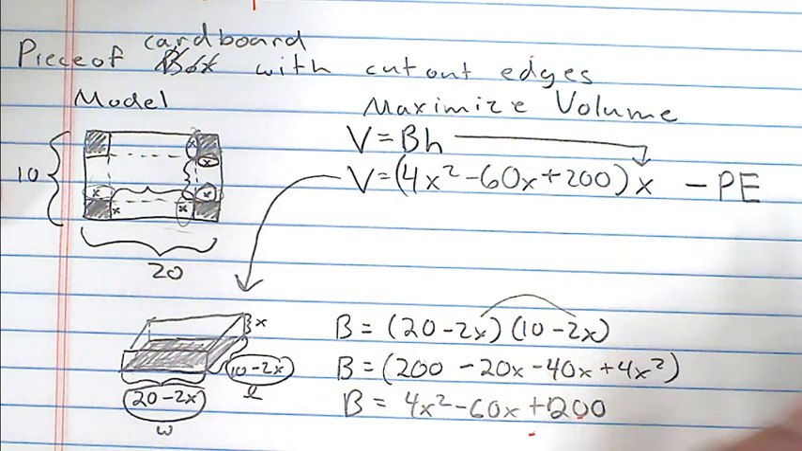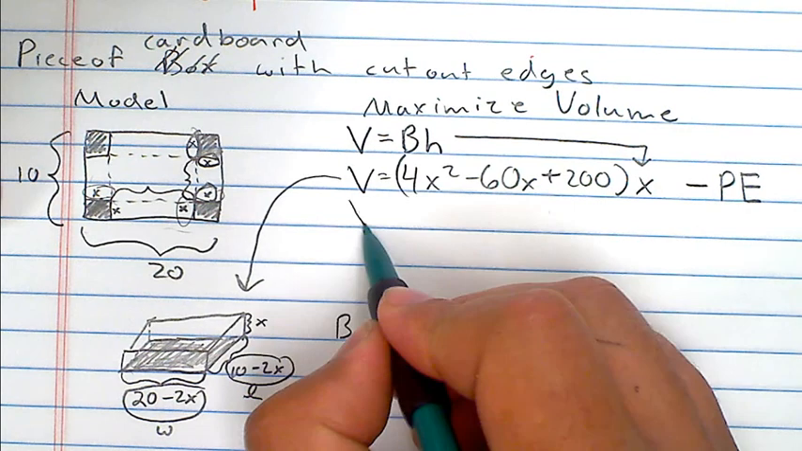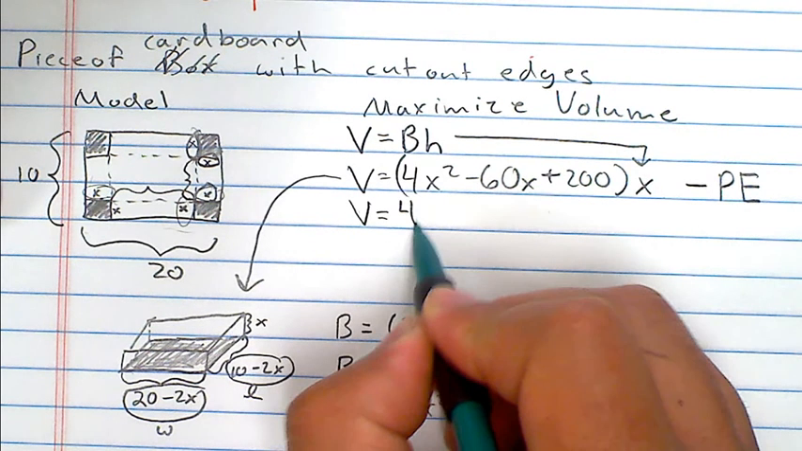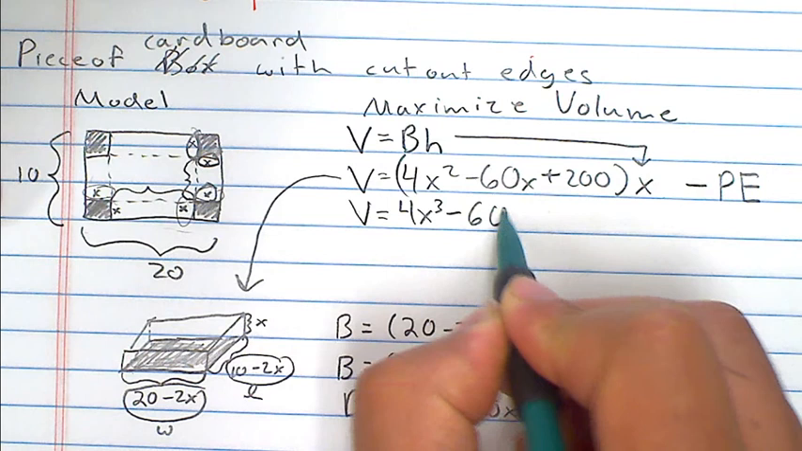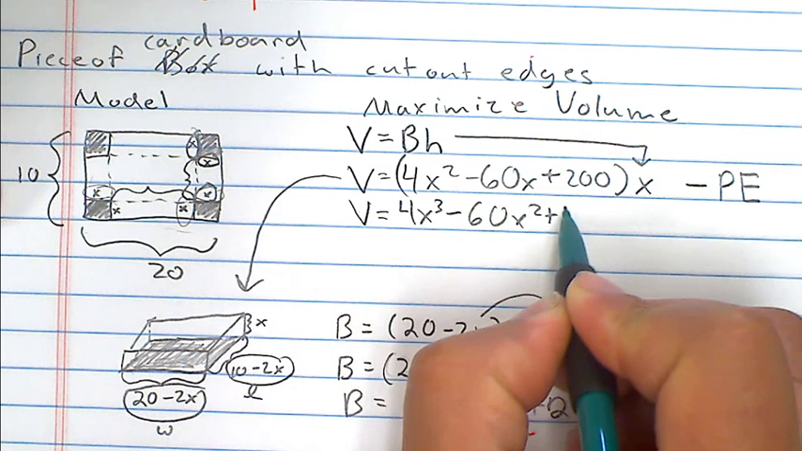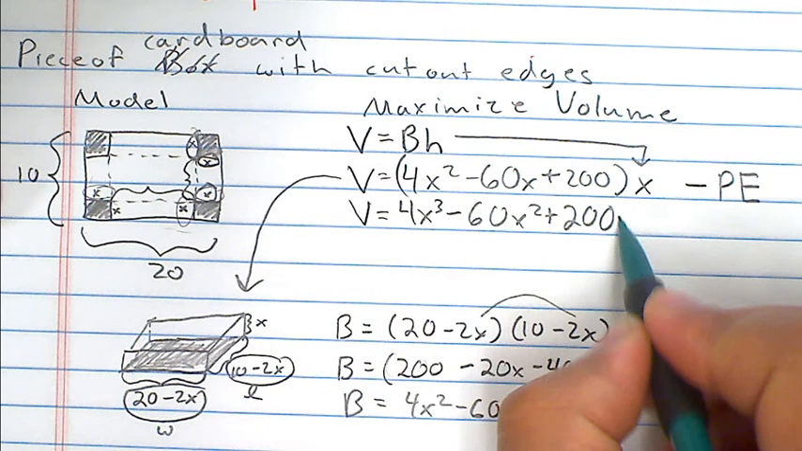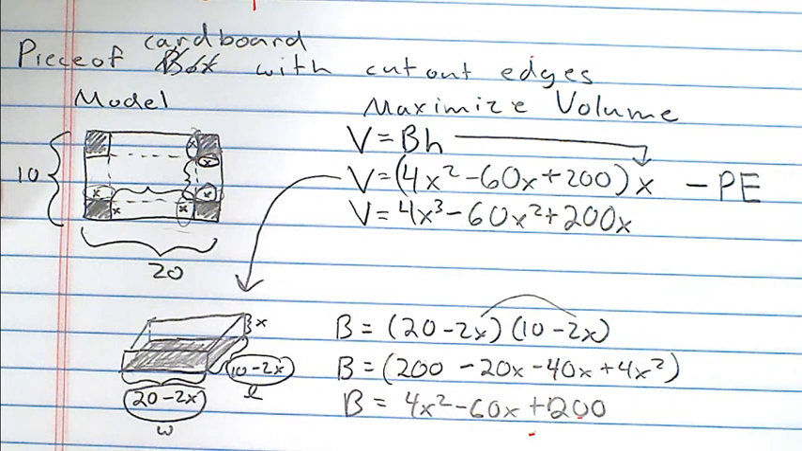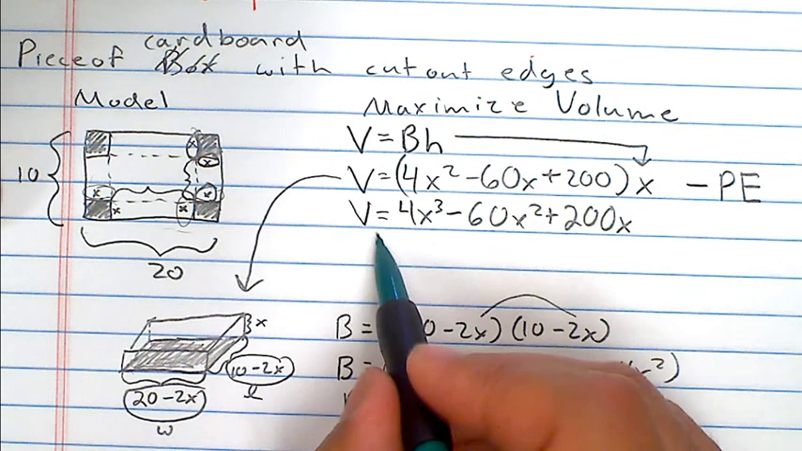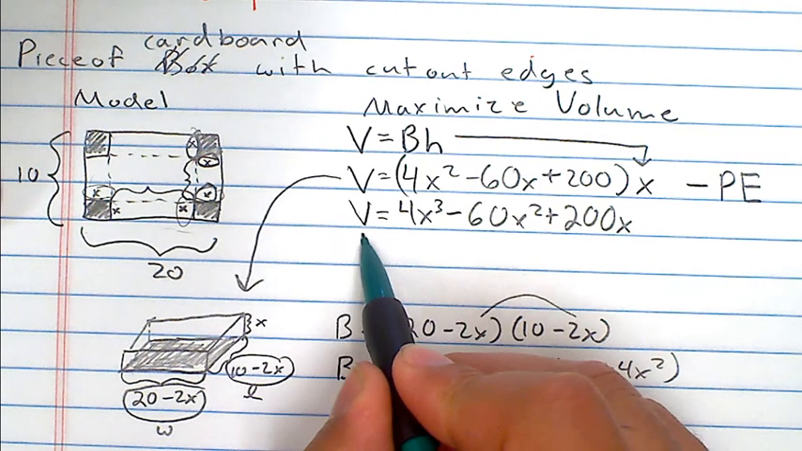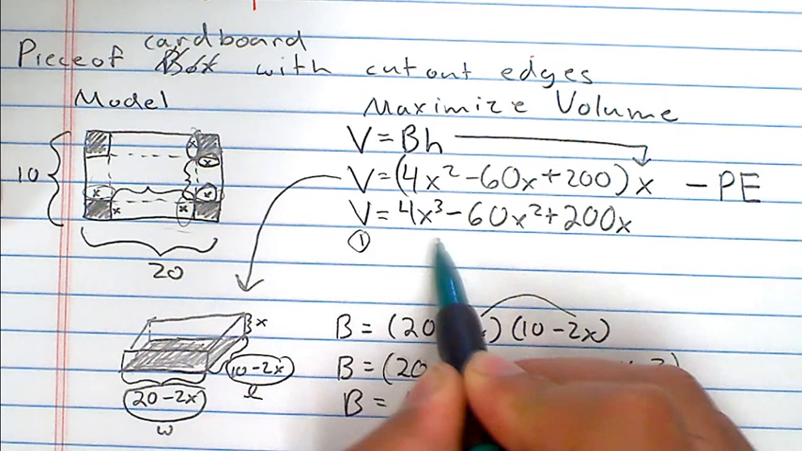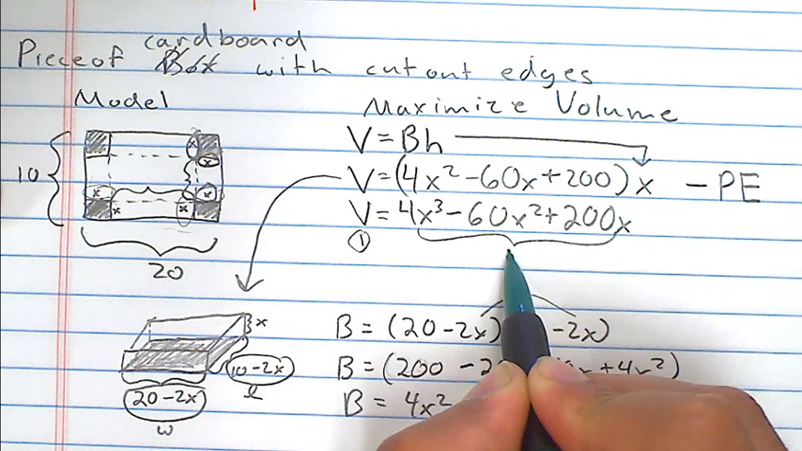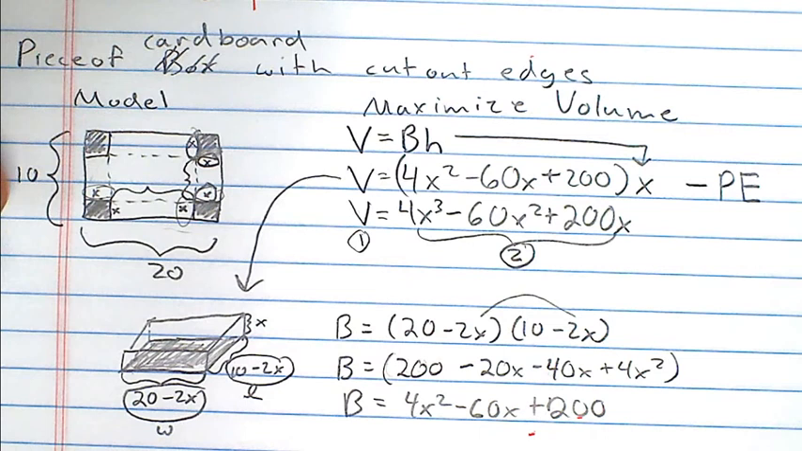Let's simplify this some more. Alright, so my volume is 4x cubed minus 60x squared plus 200x. Notice you have one variable. We're ready to optimize this equation.